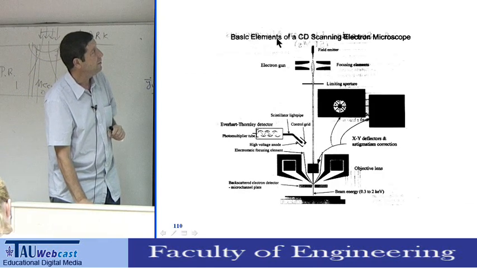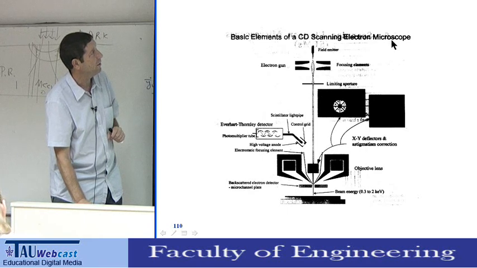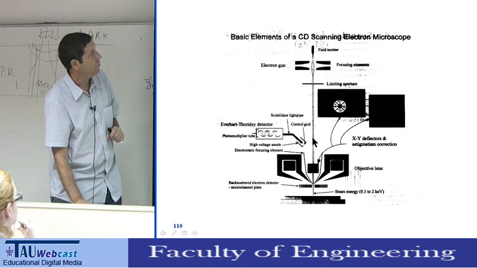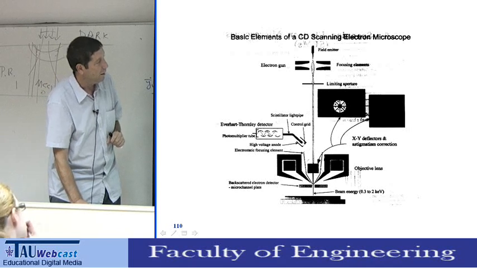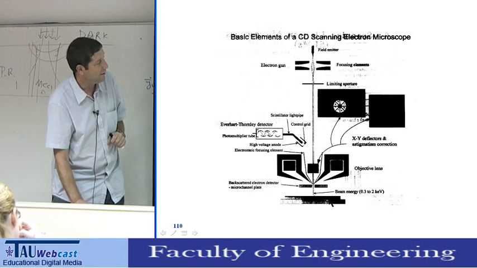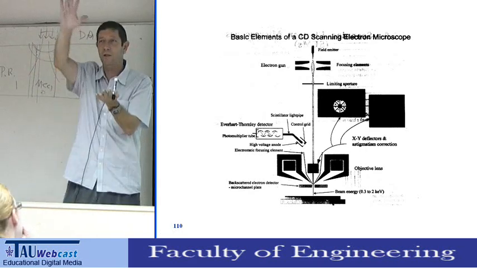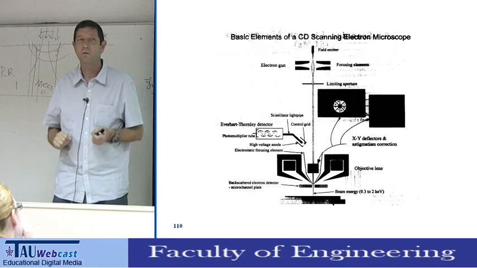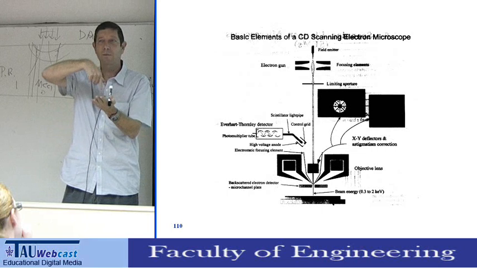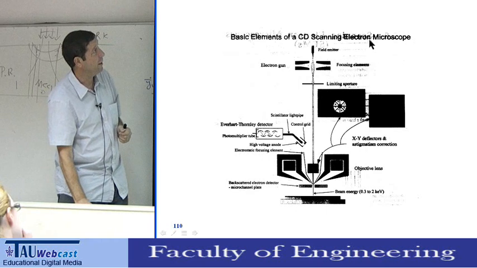CD. So what are the basic elements of a CD scanning electron microscope? We have a field emission source. We generate a beam of electrons. The beam of electrons goes through the system. Here we have a set of lenses. So in the end, the beam hits the substrate. The electron hits the substrate, we generate secondary electrons and we collect them. So if we scan with the beam of electrons, we can generate an image. So this is a scanning electron microscope.